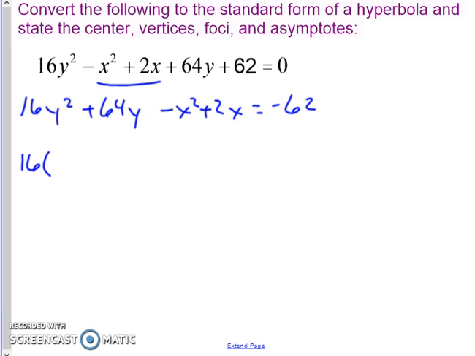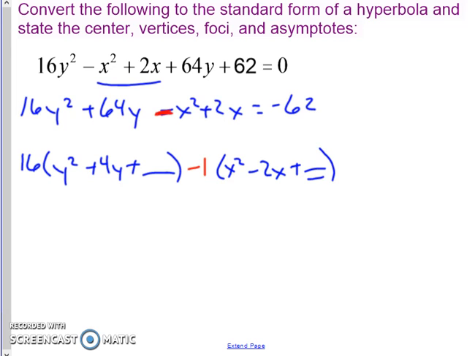We'll first factor out the 16 from the y values there. Then we'll factor out again this negative. That's an important step with the hyperbola. Factor out that negative 1. So you'll get x squared minus 2x, and then we'll add that c value in as well. So if we add it to one side, we have to add it to the other side, and don't forget to multiply it. I'm running a little bit out of room there, so make sure you multiply it by that negative 1. You always multiply by the leading coefficient that you factored out.